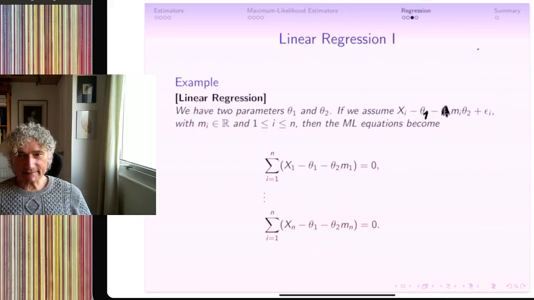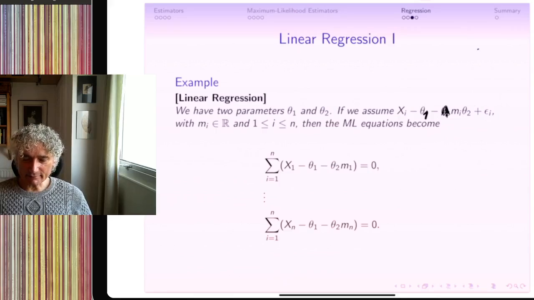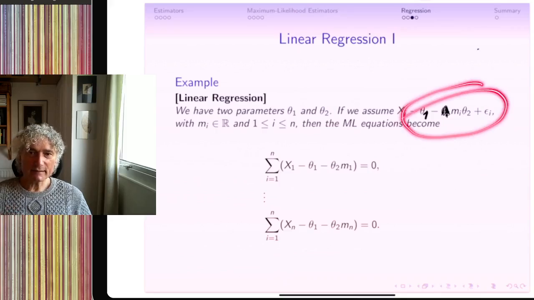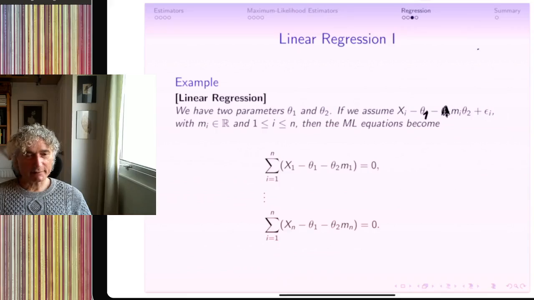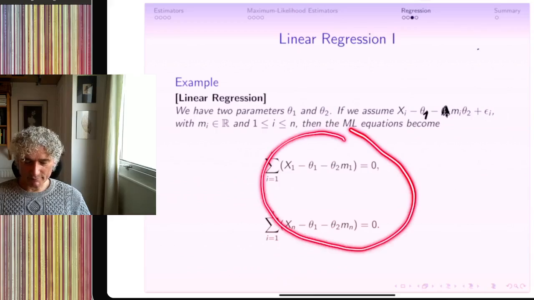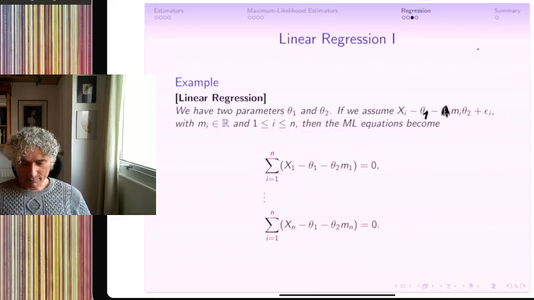So if you have this assumption about a linear form of the functions gi, then the ML equations just become a system of n different equations. Each of them is the sum from i equals 1 to n of xi minus theta 1 minus theta 2 mi, and that has to be equal to 0.